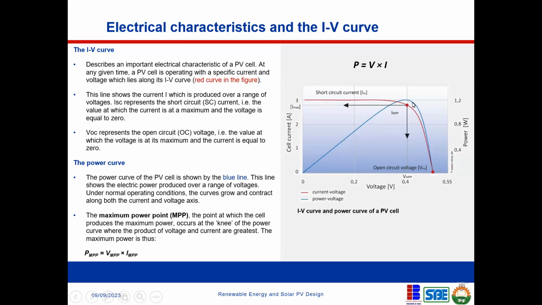And that's what we call IMPP, that is current at the maximum power point, or VMPP, voltage at the maximum power point. And charge controllers that can help you do this are what we call MPPT charge controllers. So at the MPP, that is the maximum power point, your maximum power point voltage times your maximum power point current gives you your maximum power output.